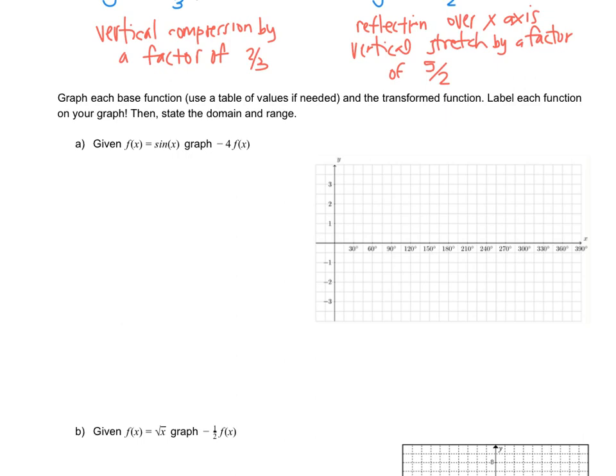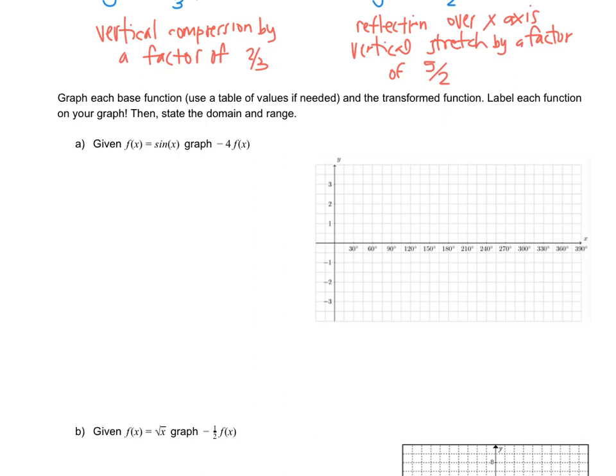Now with the a value, you notice that sometimes you have two transformations, a reflection and a stretch or compression. When that happens, you can either graph it all at once, or you can apply those two transformations in two different steps. I personally like to do it all at once, but I will show you in the first example doing it in 2 steps, and then after that I'll do it in 1 step, and the choice is yours. Do whatever works best for you.